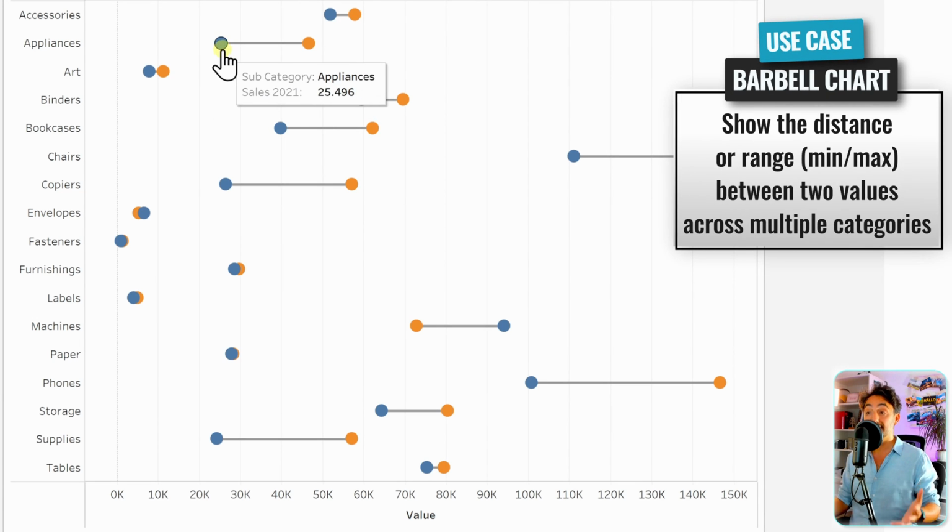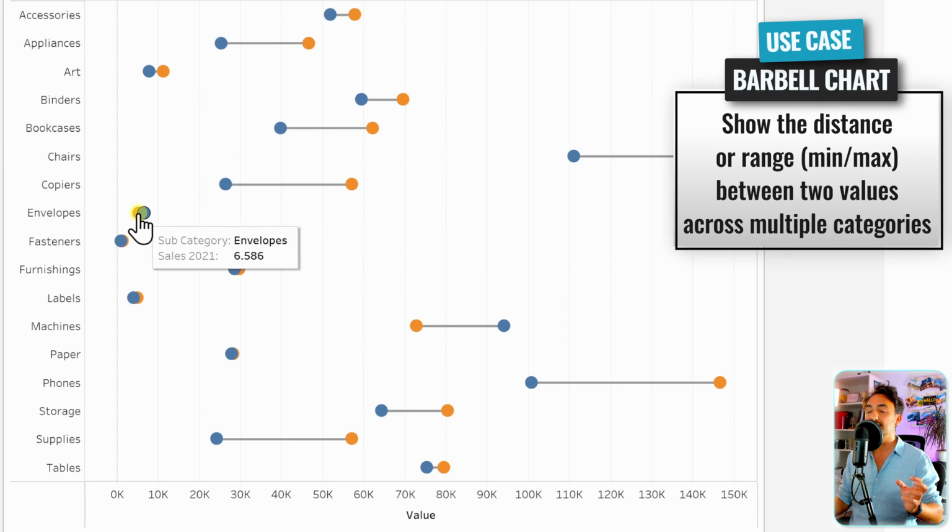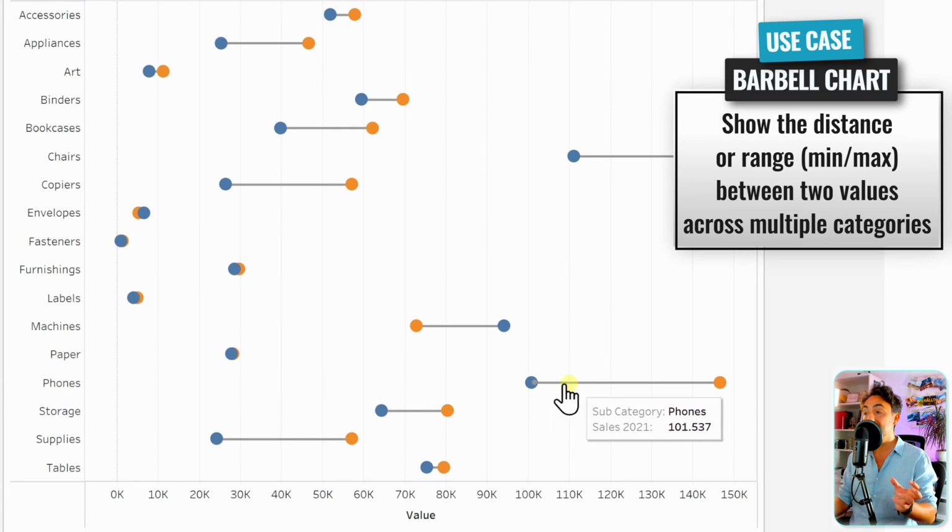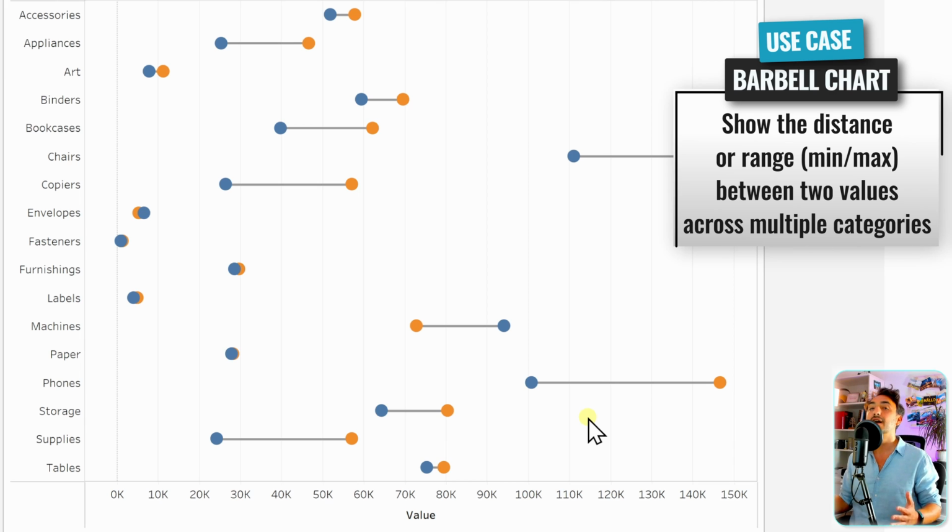and we can go and analyze the differences between two data points, between the sales of 2021 and 2022, and we have this very nice line in order to indicate the distances between them. So you can see, for example, in the envelopes, there is no change on the sales between those 2 years, but if you go to the phones over here, you can see a huge change on the sales between those 2 years, and in the visuals, it really indicates those informations. So that's it. This is how you create and why we create Barbell charts in Tableau.